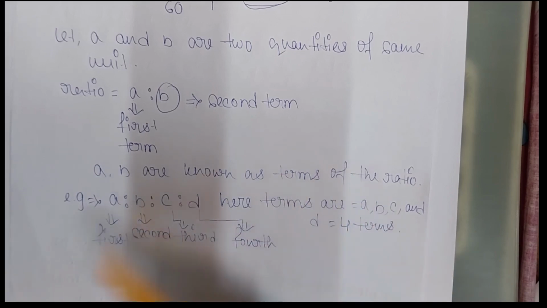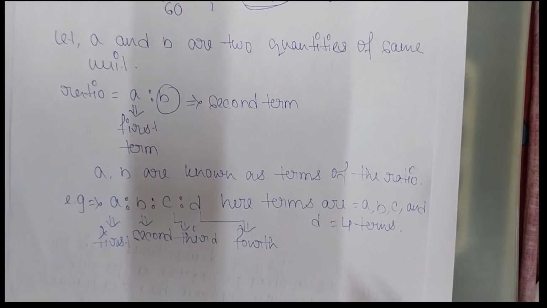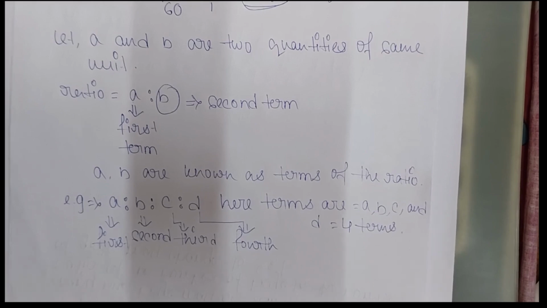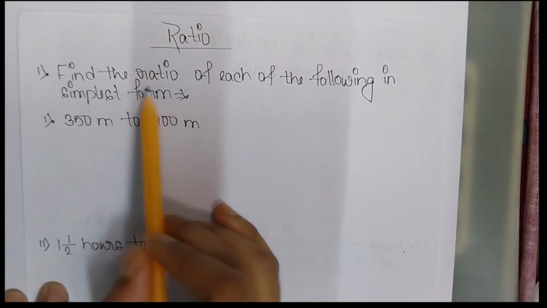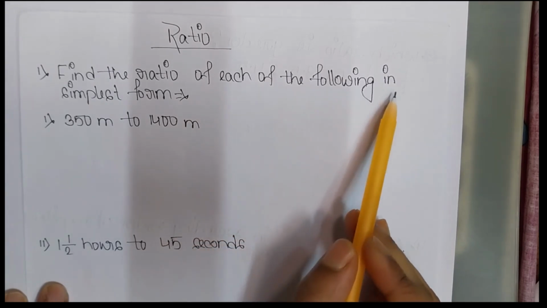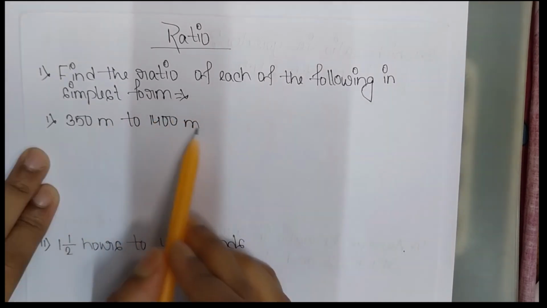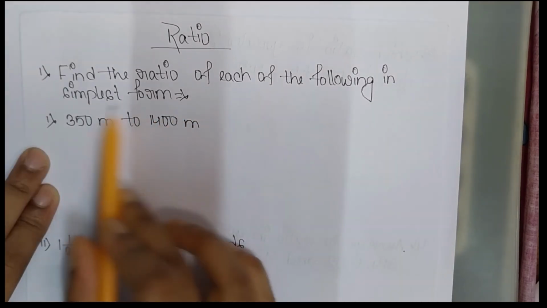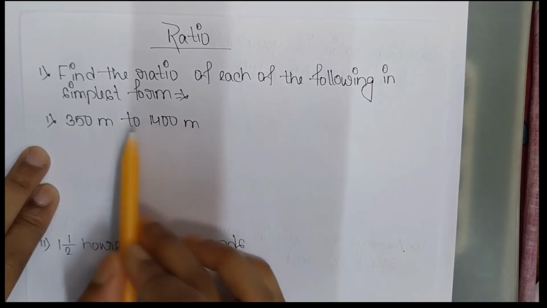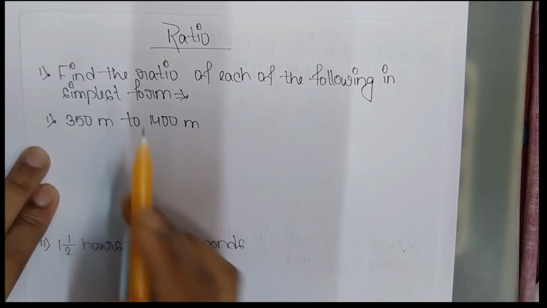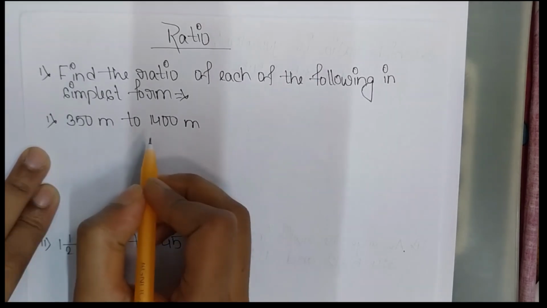So these are the basic things of ratio, and now we have some problems regarding ratio which we have to solve. So let's start solving the problems. The first problem is: find the ratio of each of the following in simplest form. Here the units of the quantities are the same, so we can find the ratio between these.